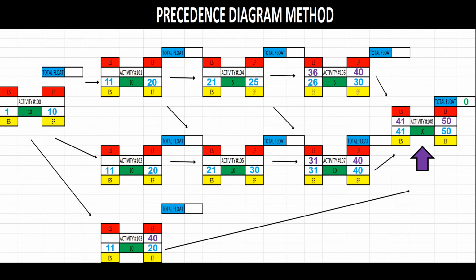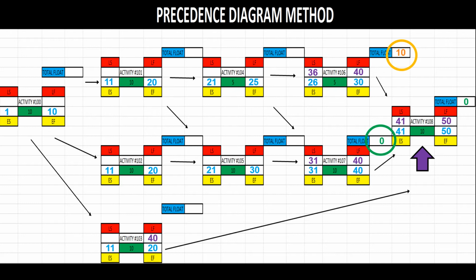Once again, if we calculate our total float for both activities 106 and 107, we can see that activity 106 has 10 days of float, meaning it can start 10 days later than its early start and it won't affect the project. As we can see, activity 107 has zero float. This means that activity 107 is on our critical path and 106 is not.